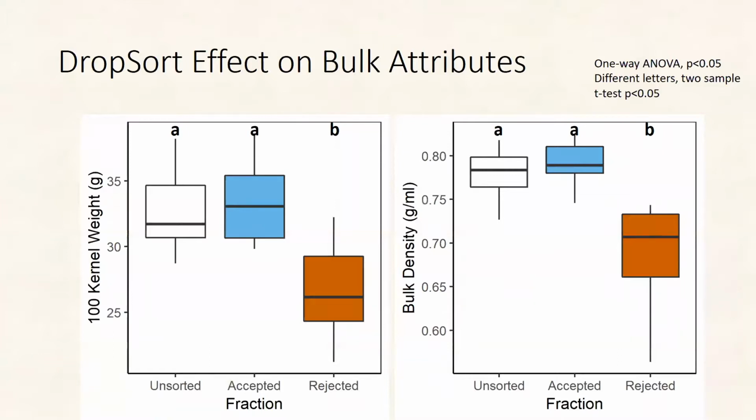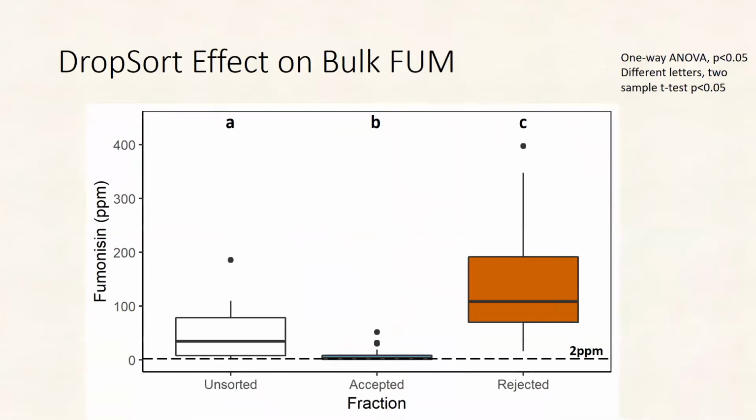That's important. Laura Morales, a former graduate student, showed that there was a correlation between bulk density and fumonisin. So not surprisingly, because of that, we were able to show that fumonisins were significantly decreased by 80% in our accepted fraction compared to unsorted. And the rejected fraction had significantly higher fumonisin levels. However, I should point out that if we're thinking of this as trying to meet some legal limit of 2 parts per million, our accepted fraction still had the majority of samples exceeding that.